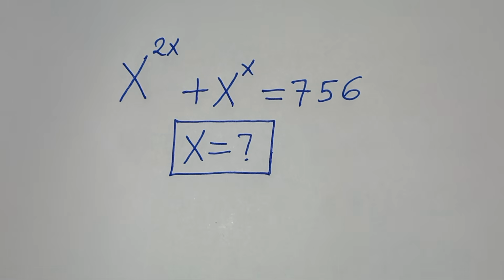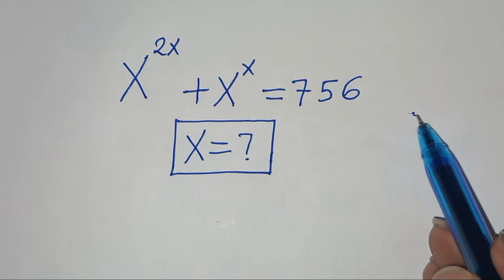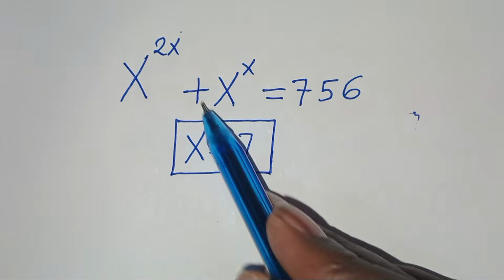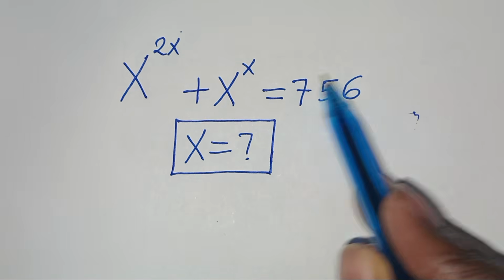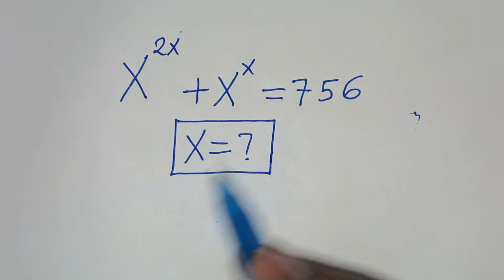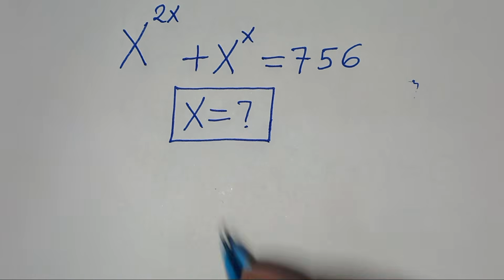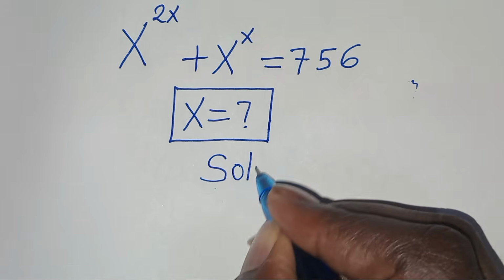Hello everyone, you're welcome to solve this nice math problem: x to the power of 2x plus x to the power of x is equal to 756. So what is the value of x? Now let's provide a solution from here.